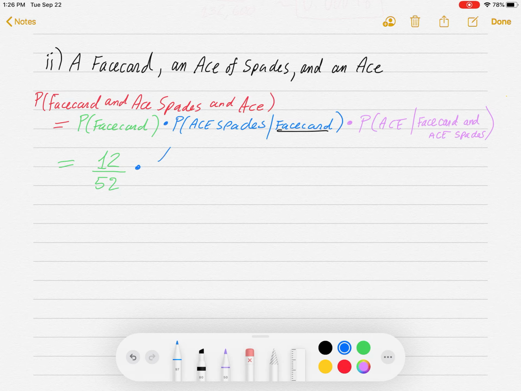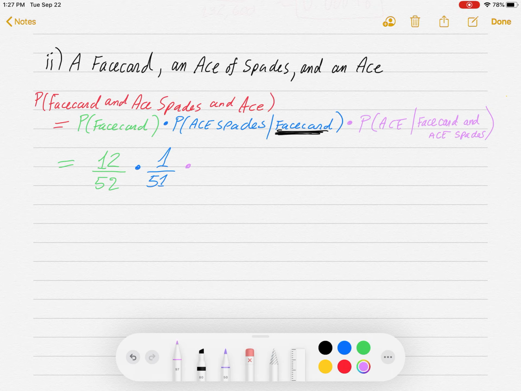Well, there's still going to be just one ace of spades in the deck, right? There's only ever one ace of spades in the deck. And that's going to be out of how many cards? 51, right? Why 51? Because here we're assuming that we got a face card on the first draw, and that card goes out of the deck, and it doesn't go back in. It's not replaced. There's only 51 cards remaining.